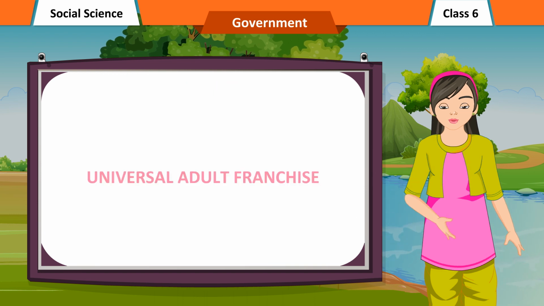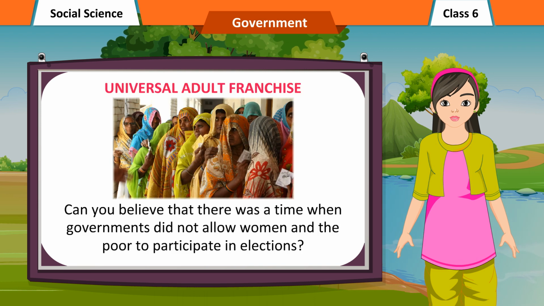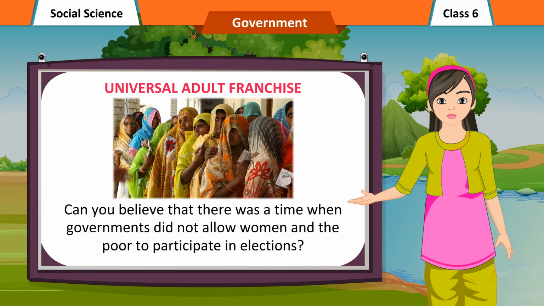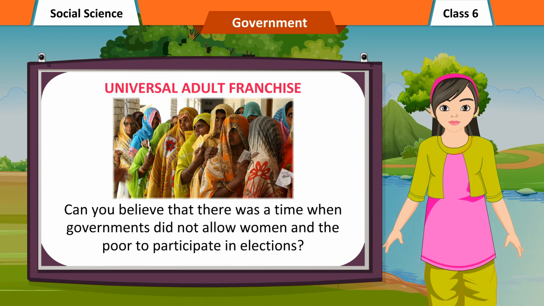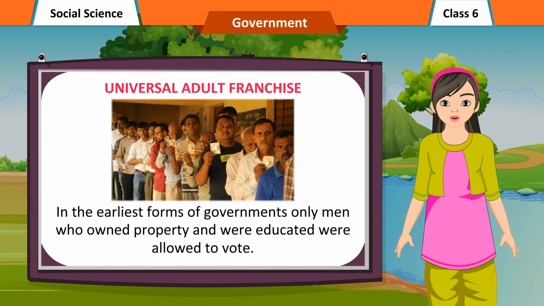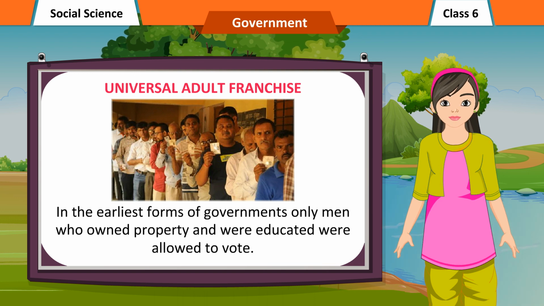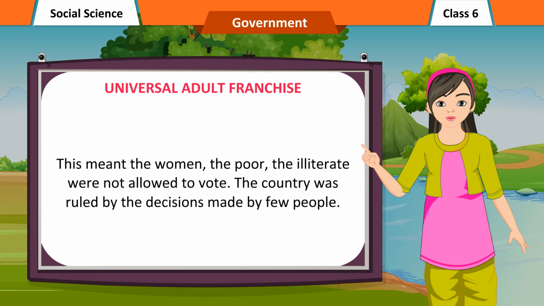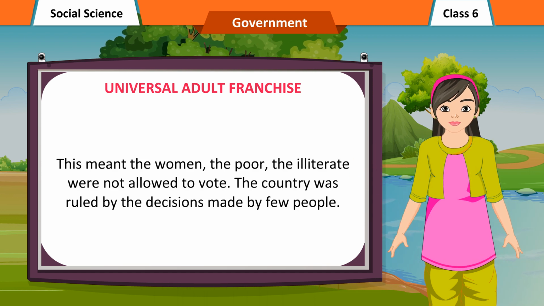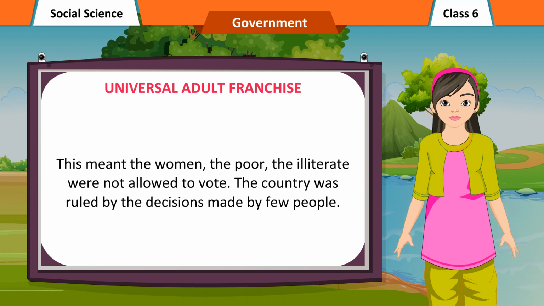Universal adult franchise. Can you believe that there was a time when governments did not allow women and the poor to participate in elections? In the earliest forms of governments, only men who owned property and were educated were allowed to vote. This meant the women, the poor, and the illiterate were not allowed to vote. The country was ruled by the decisions made by few people.